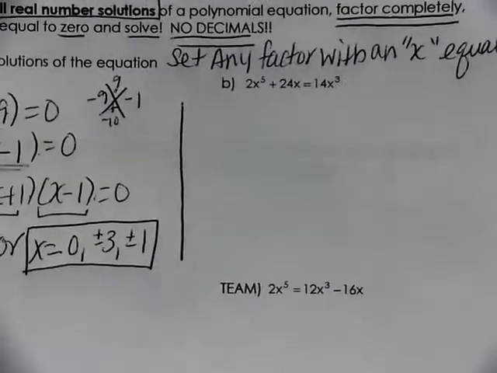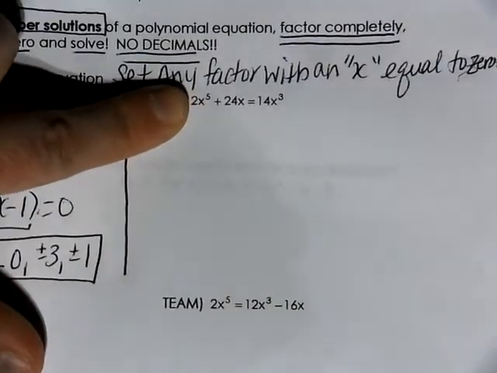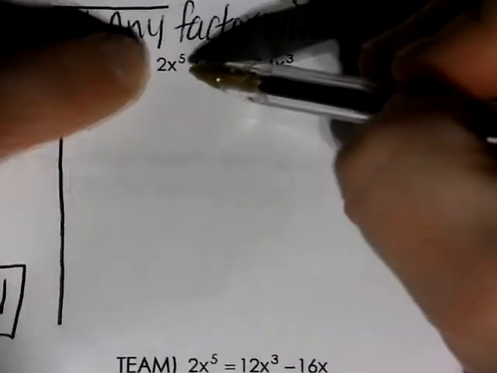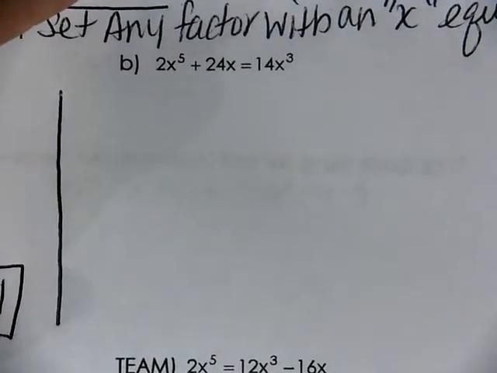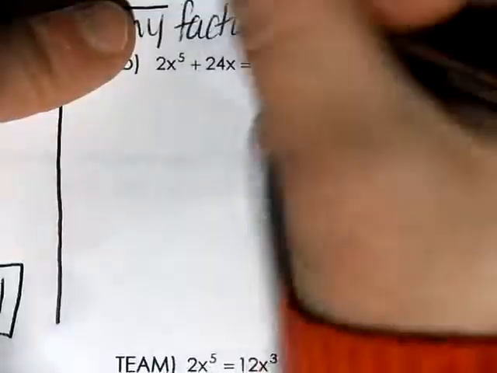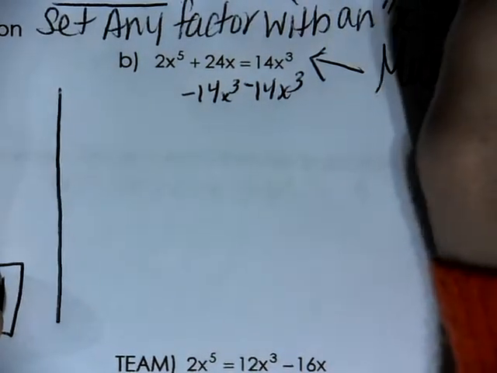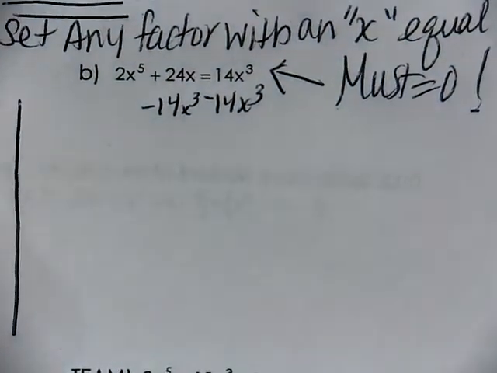For letter B, we need this equation to be equal to 0, and we need the leading coefficient to be positive. So in this problem, our leading coefficient is already positive. So we have 2x to the 5th power. That is our leading term because our largest exponent is 5 and it's already positive. So that means that I'm going to bring just 14x cubed to the other side because it must equal 0. That is really, really important that it's equal to 0.